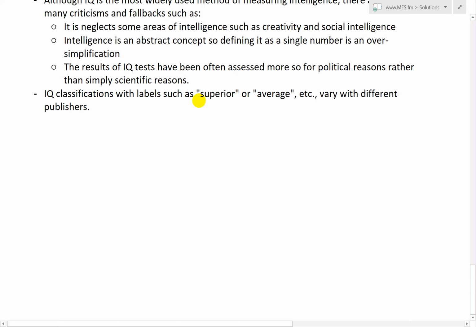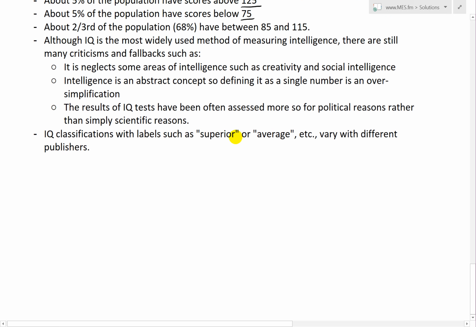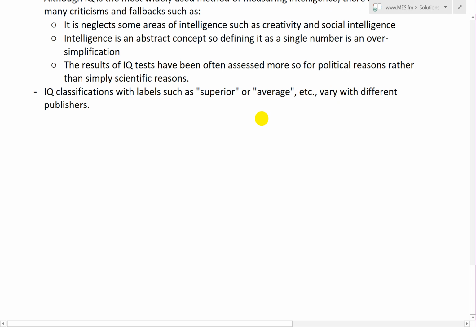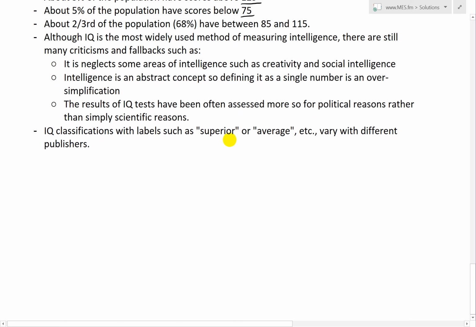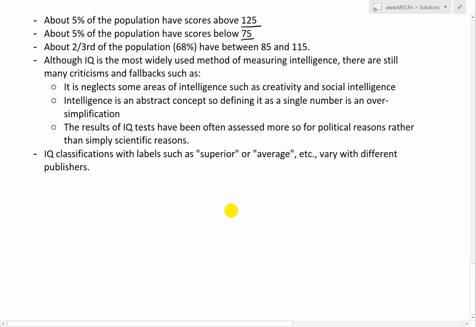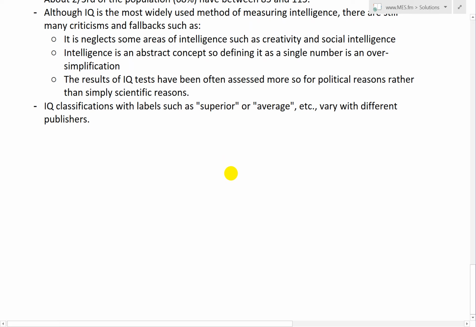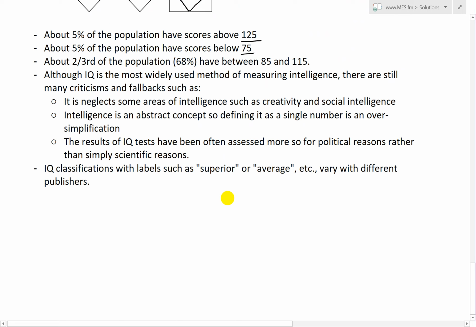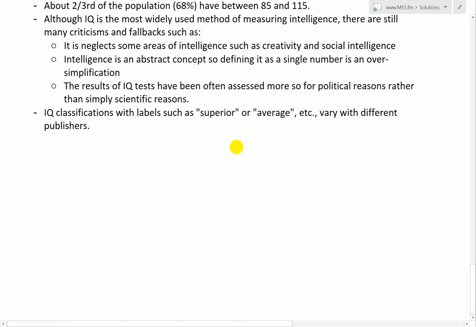And also, the results of IQ tests have often been assessed more for political reasons rather than simply scientific reasons. Yeah, so if you wanted to implement some sort of rule to target disaffected or disenfranchised minority groups, you could use the IQ test, or politicians have used that, or other people have used it for their own purposes, as opposed to just simply scientific reasons. Because, like I said before, IQ is also dependent on whether you are from a well-off background where you have more access to education and even just basic living needs.